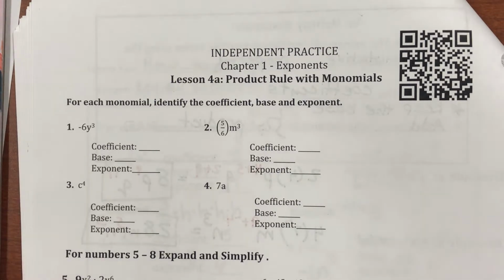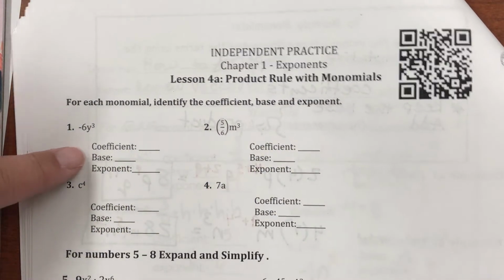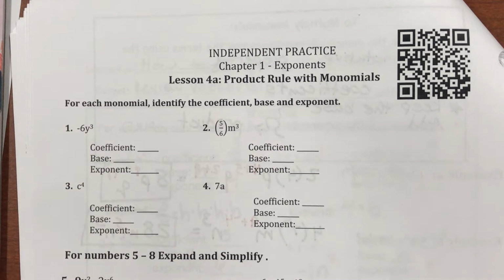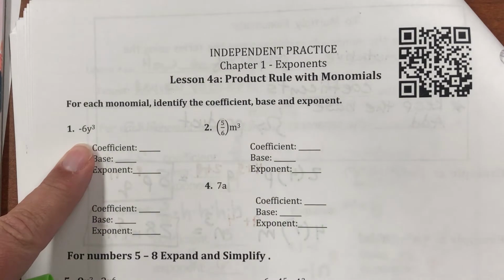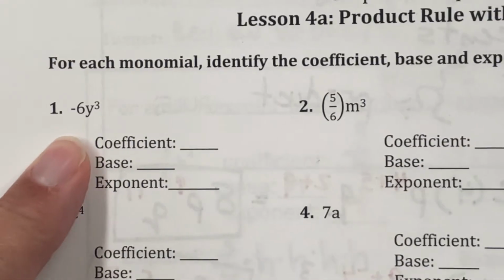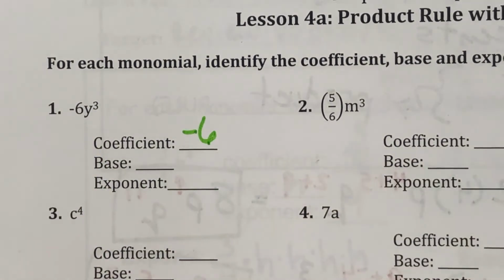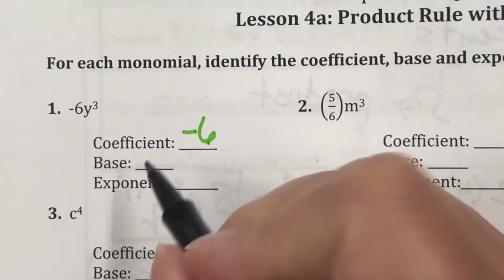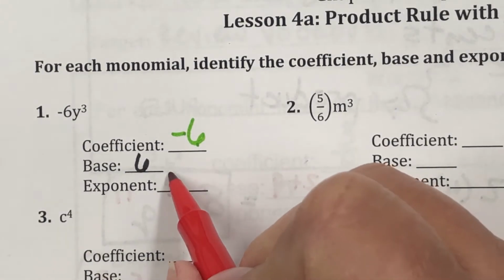Right, welcome back. So for the first four problems, you have to identify the coefficient, base, and exponent. And there is, of course, a line for each of those. Now be careful, because sometimes things are not what they appear to be. So this first one, the coefficient is negative 6. The base is y, and the exponent is 3.